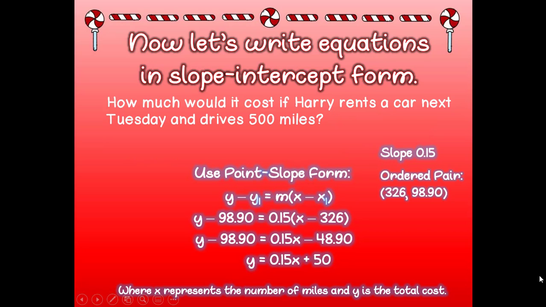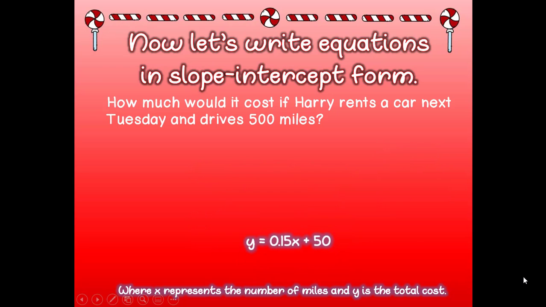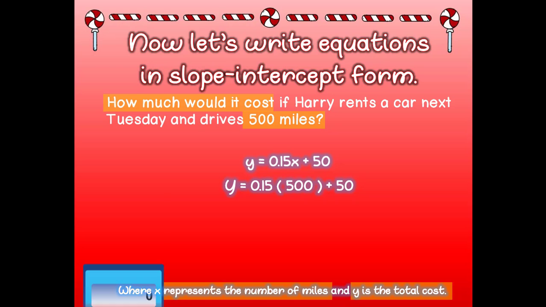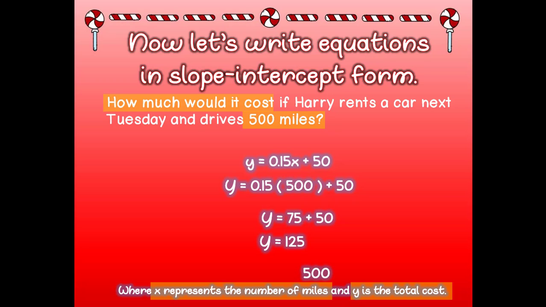Now, how much would it cost if Harry rents a car next Tuesday and drives 500 miles? A question like this is pretty easy now that we have the equation. We have x representing the number of miles. Let's replace that with 500. How much would it cost? That's our y value, and that's what we're about to find out. So you just do 0.15 times 500. You may want a calculator. Maybe you can do it in your head. That gives you $75. And then you add the 50, and it would come out to $125 for that day. So 500 miles would cost us a total of $125.